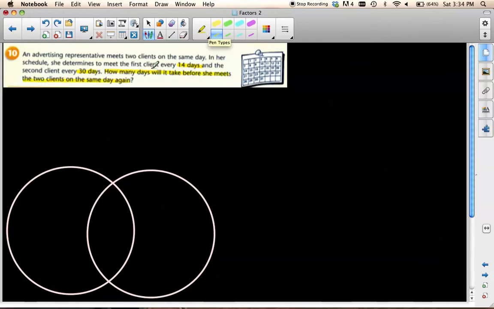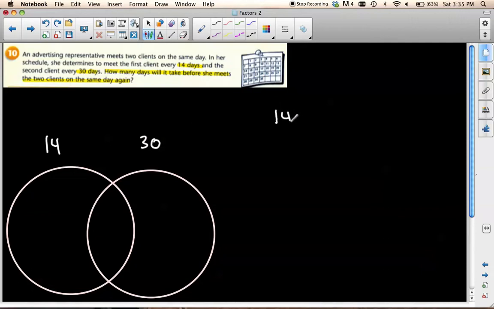So we're looking for the least common multiple, or the least common amount of days it will take before she meets the two clients again. So what we need to do is our prime factorization. We need to decompose the numbers. And in this case we have 14 days and 30 days.